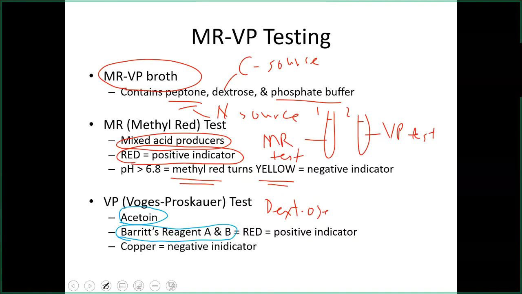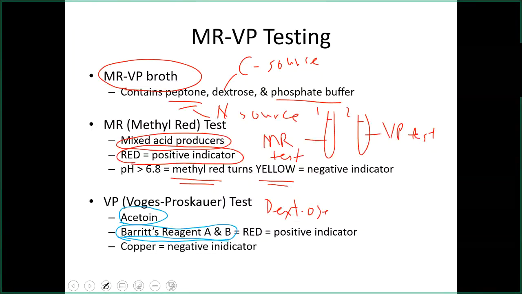I can't remember what the chemical substance is that's in that. Oh, naphthol. So alpha naphthol and potassium hydroxide. That's of really no significance. Just know Barritt's reagents A and B are used for testing in this Voges-Proskauer test. And the end result, it's really tough to see this.